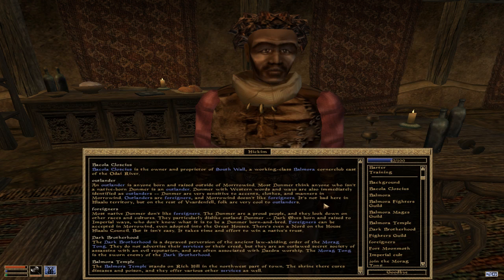The Balmora Temple stands on Rich Hill in the northwest part of town. The shrine there cures diseases and poison, and they offer various other services as well.